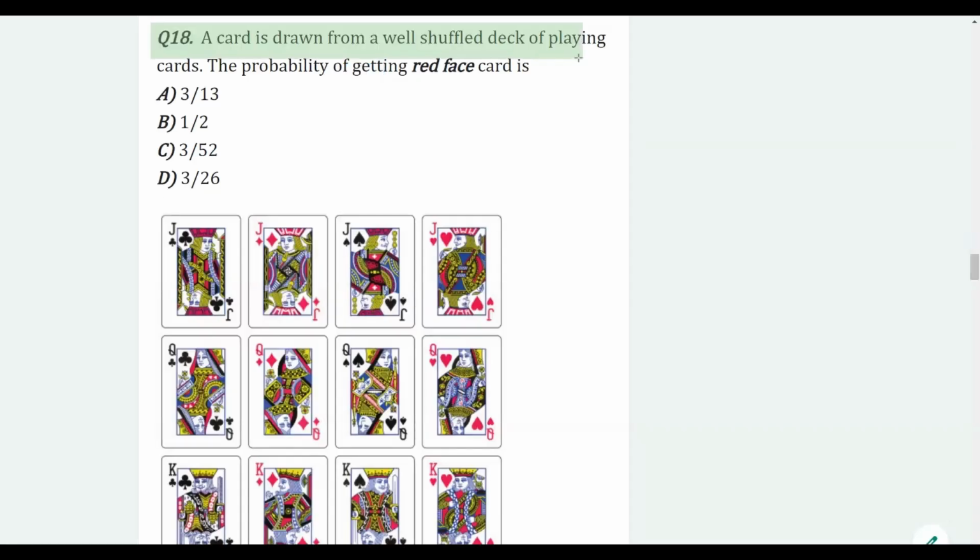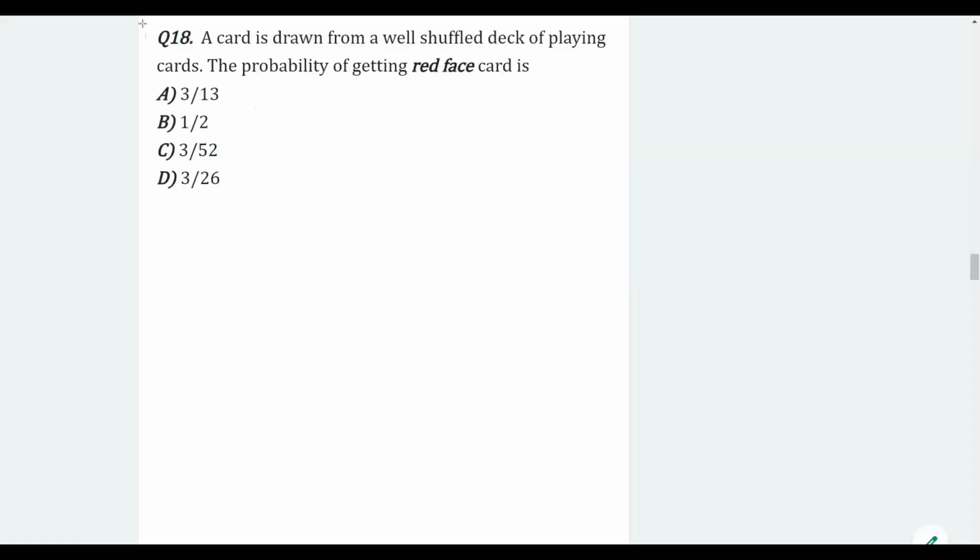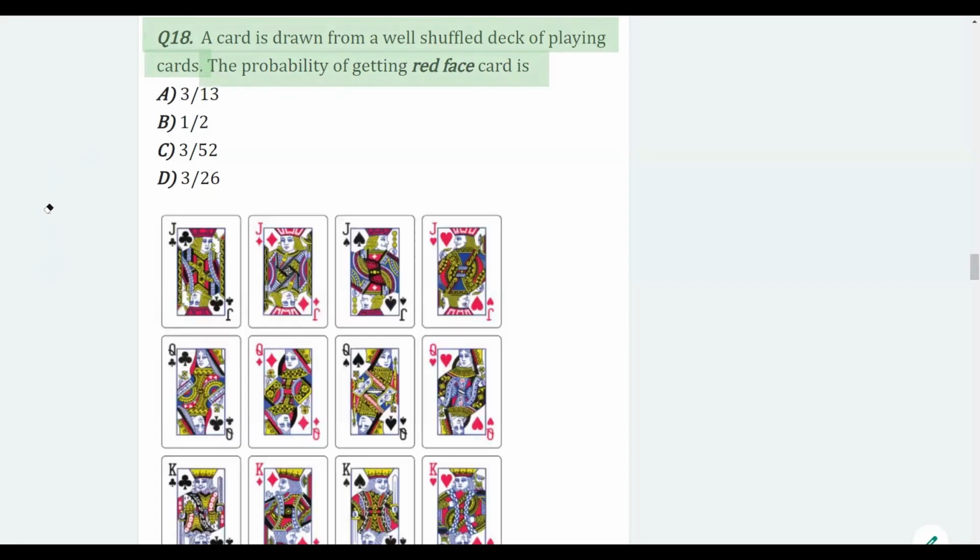The next question says a card is drawn from a well-shuffled deck of playing cards, and we have to find the probability. The next question from the chapter probability: a card is drawn from a well-shuffled deck of playing cards, the probability of getting a red face card. So what we know is, how many face cards do we have altogether? We have four jacks, four kings, four queens. So that means altogether there are 12 face cards.